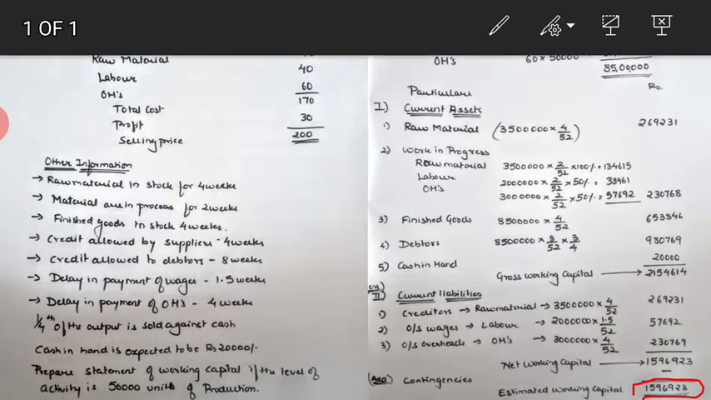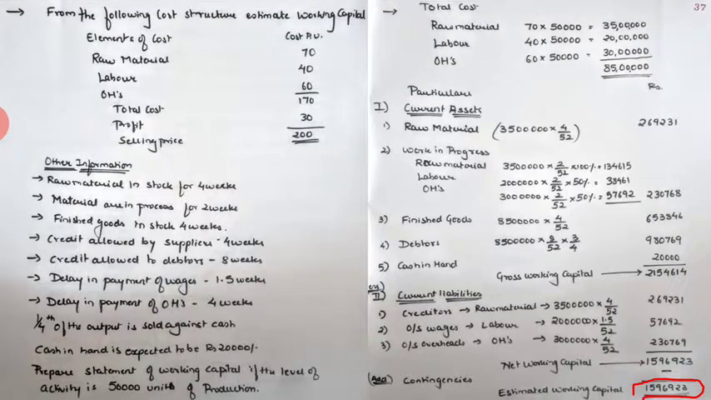I hope you're clear with this concept of estimation of working capital when cost sheet is given.